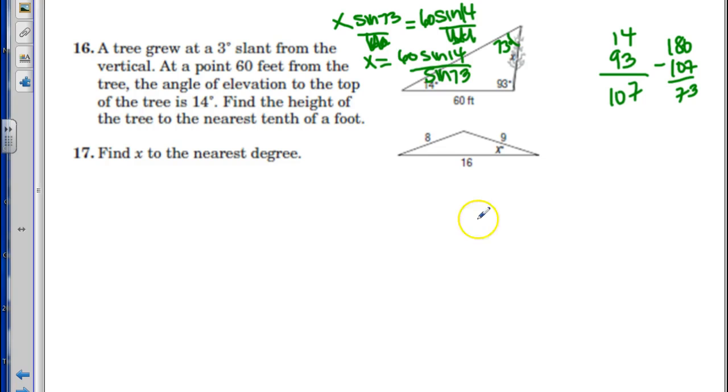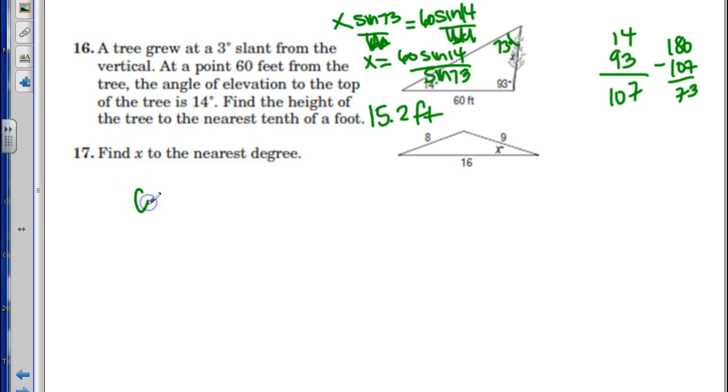All right. So when we put this on our calculator, 60 sine 14 divided by sine 73, we should get 15.2 feet rounding to the nearest foot. All right, check out this next one. Find x to the nearest degree. All right, so now I see we're given 3 sides. Automatically law of cosines. We're trying to find the angle.